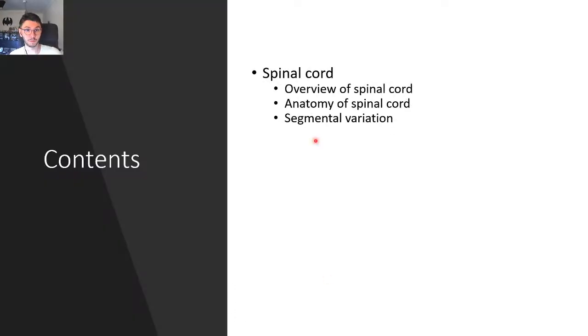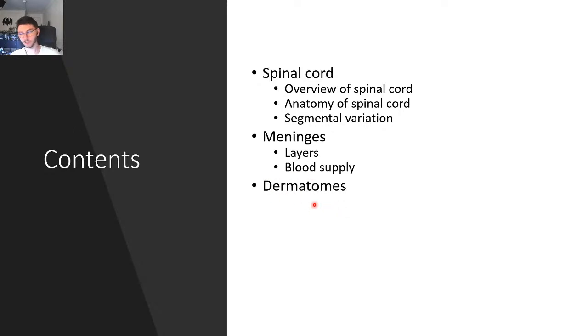So an overview, we're going to do the spinal cord itself, anatomy, segmental variation. We'll also look at the meninges, the different layers, and the blood supply of the spinal cord. We will briefly touch upon dermatomes, but that's going to be in a separate video.